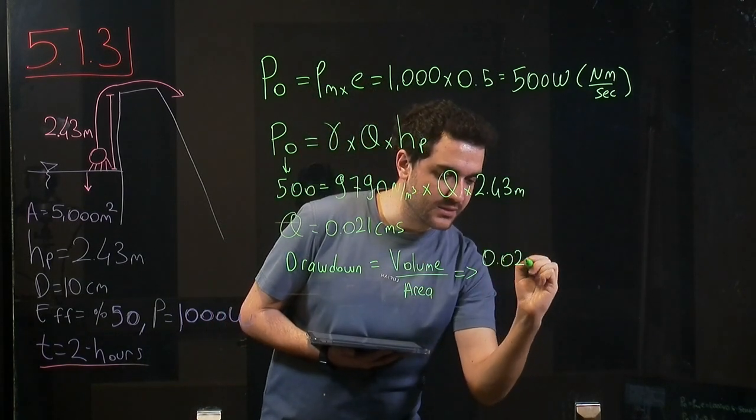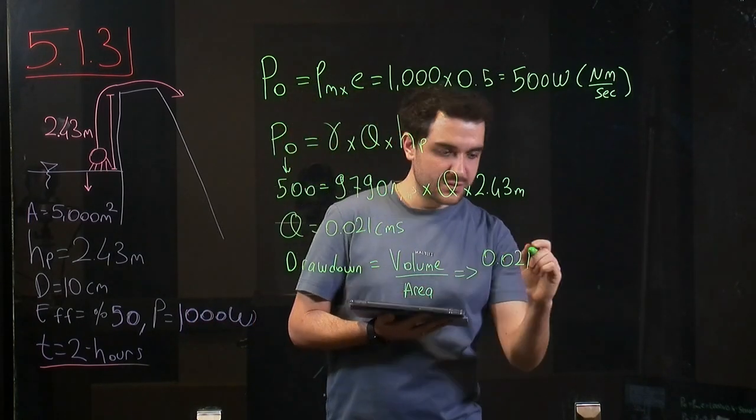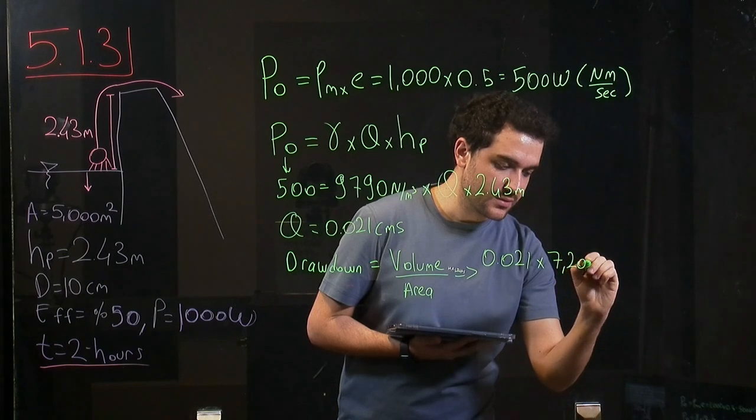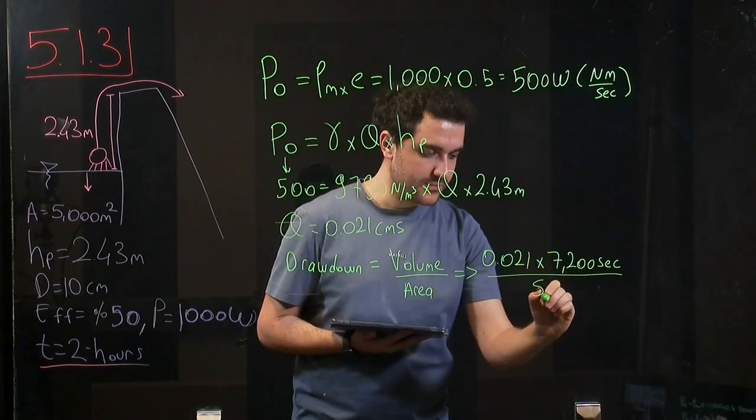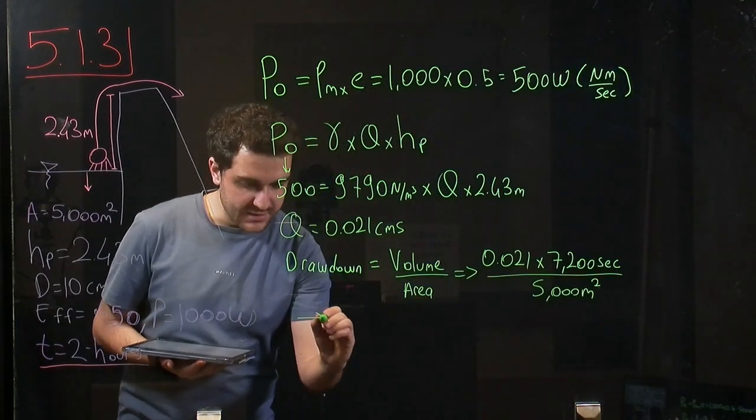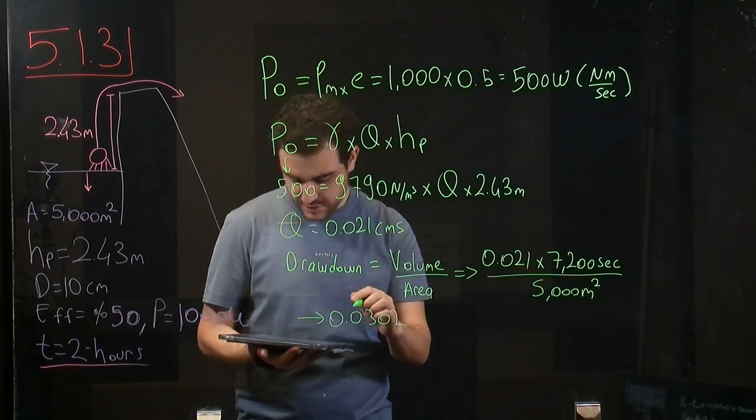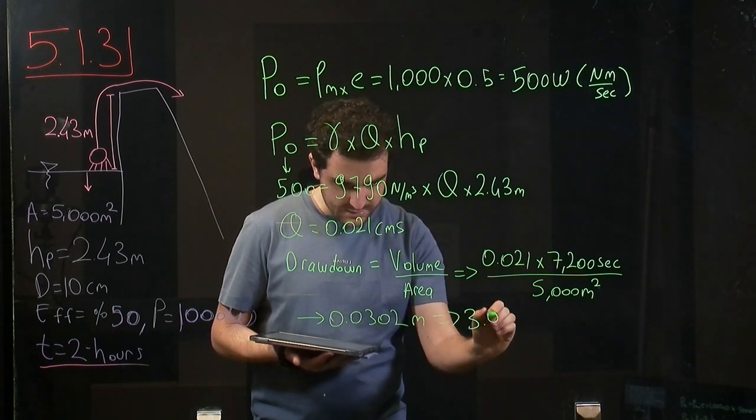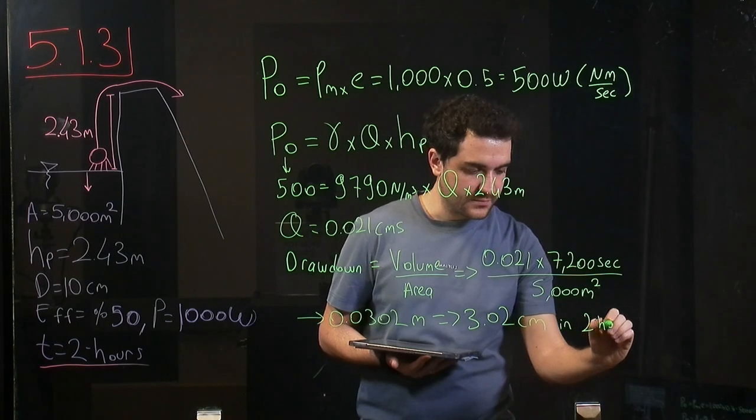So if we multiply cubic meter per second by 2 hours, which is 7,200 seconds, over the area, which is 5,000 square meters, and finally this gives 0.0302 meters, which is 3.02 centimeters in 2 hours.